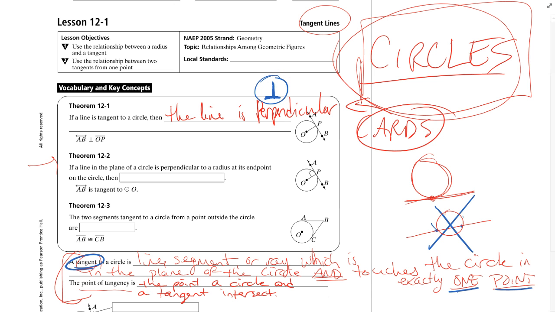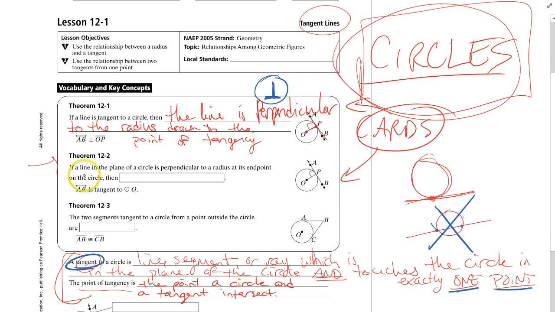The line is perpendicular to the radius, but I've got a lot of places that I could draw a radius. A radius, of course, starts at the center and goes to the edge, but if there's a tangent line, then if I draw the radius from the center to this point of tangency, those guys are perpendicular. So the line is perpendicular to the radius drawn to the point of tangency.